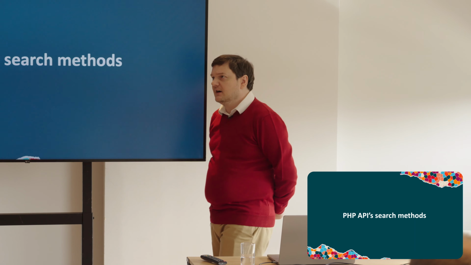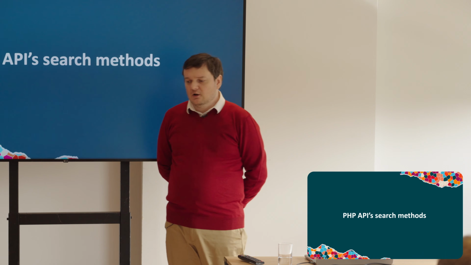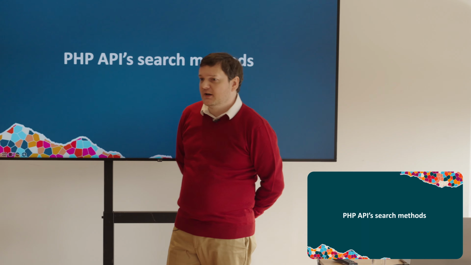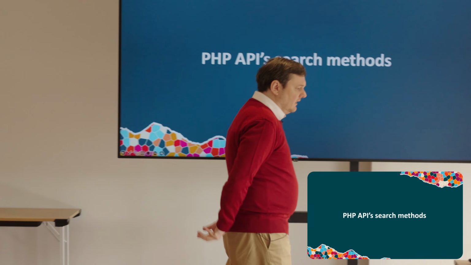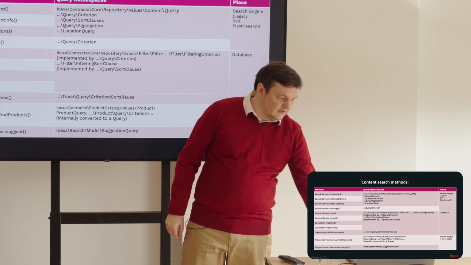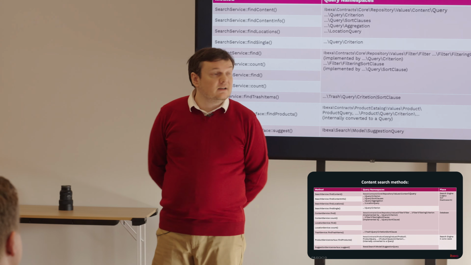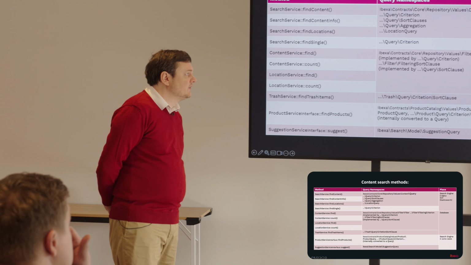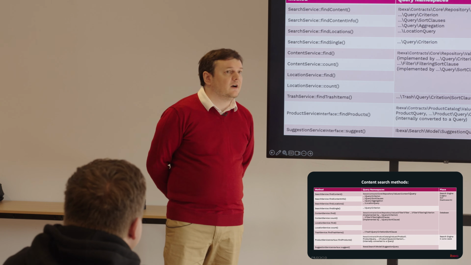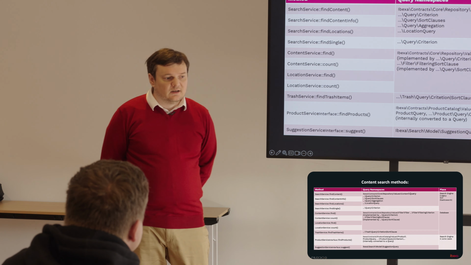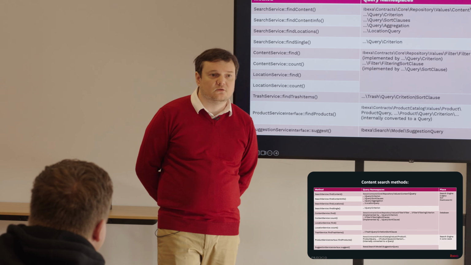I have identified 22 search methods in the PHP API. All of them have their own namespace for the query, criterion, and so on. And those methods can be divided in two batches. The first one is all about content. It can be divided in two subgroups, the ones that are using the database directly and the ones that are using a search engine. The search engine is a brick you add to your infrastructure, dedicated to search.